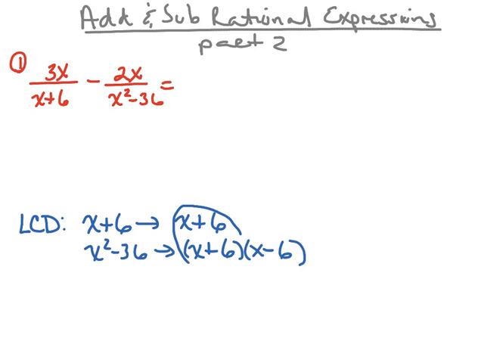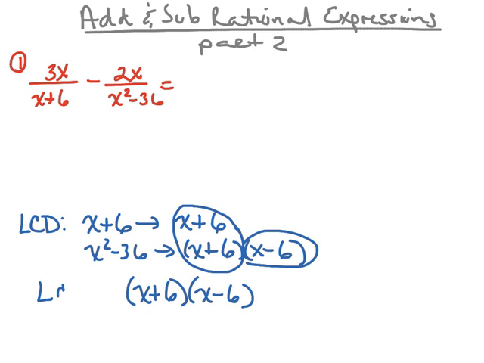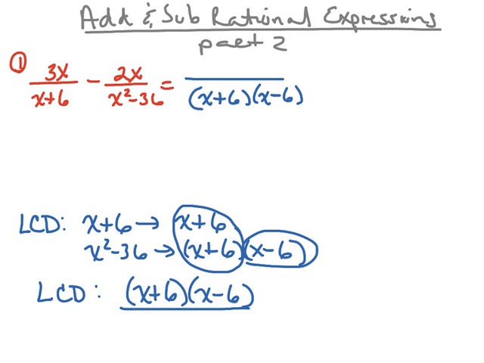Now notice we do have some common factors here, so that's going to be part of my least common denominator. We also have this x minus 6 that we need to include as part of the least common denominator. So both of these factors make up my least common denominator. So x plus 6 and x minus 6 are my least common denominator. So what I'm going to do is write both of these fractions with the least common denominator, x plus 6 and x minus 6.